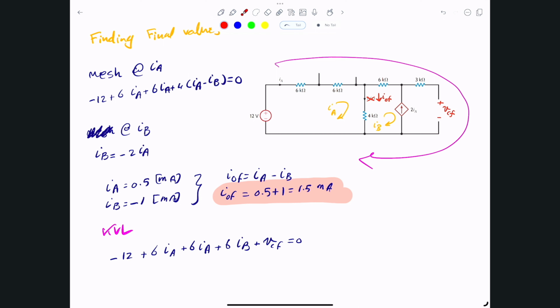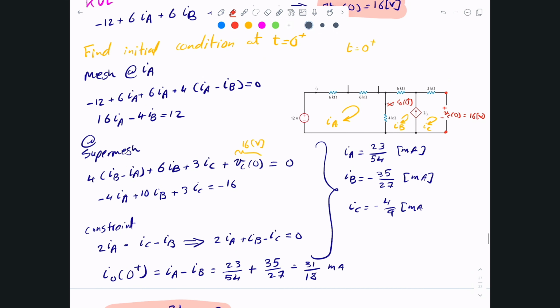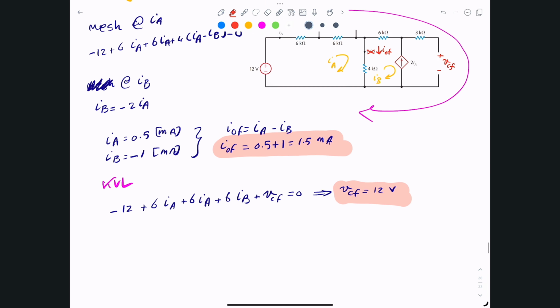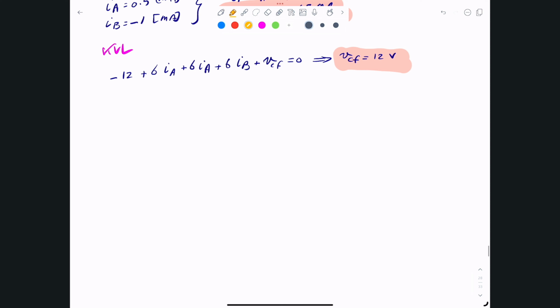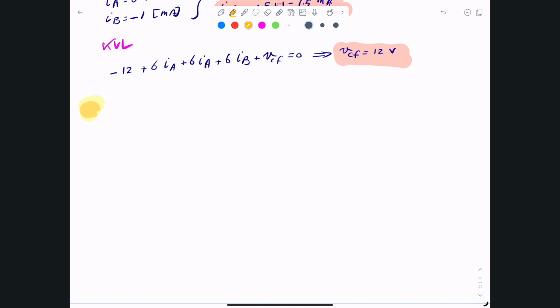Of course, we know the value of I of A and the value of I of B, so we can substitute them in here, and we end up with VC final being simply 12 volts. That's what we have. So we figured out the initial condition and the final conditions. What's left is the time constant. Okay, so let's find the time constant.